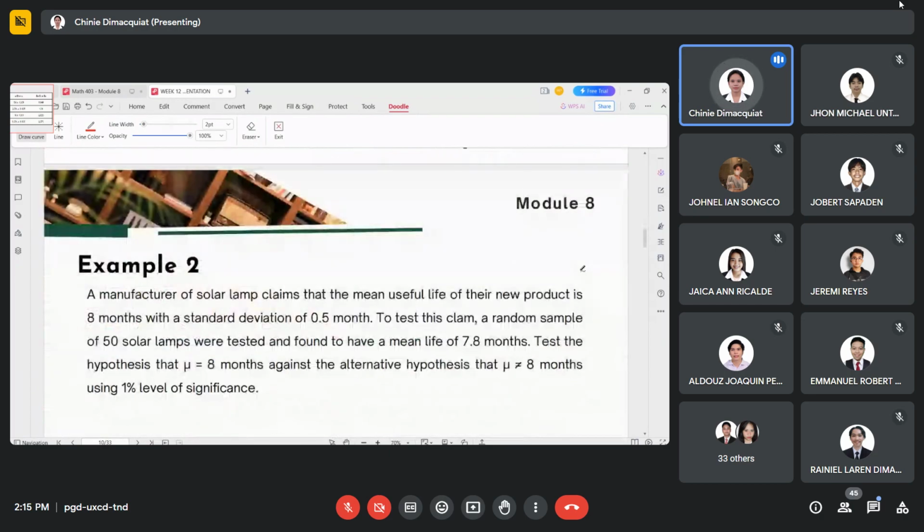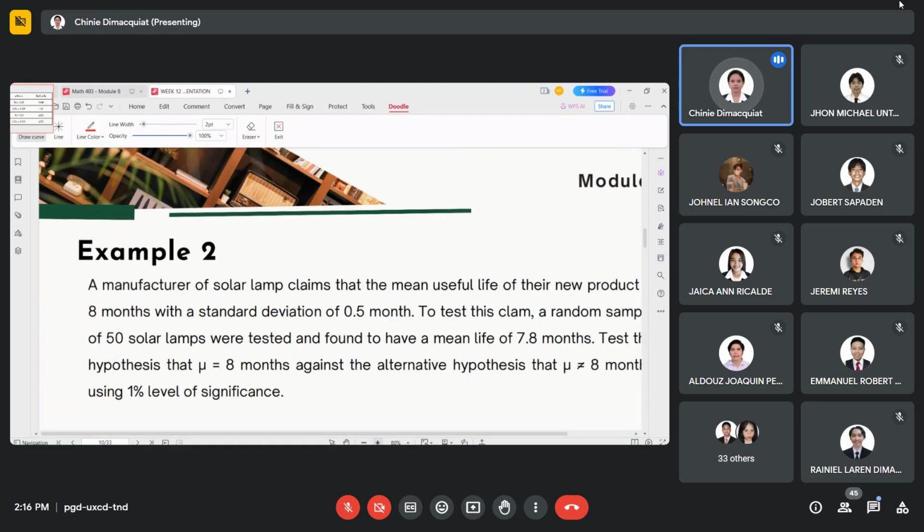A manufacturer of solar lamp claims that the mean useful life of their new product is 8 months with a standard deviation of 0.5 months. To test this claim, a random sample of 50 solar lamps were tested and found to have a mean life of 7.8 months. Test the hypothesis that mean is equal to 8 months against the alternative hypothesis that mean is not equal to 8 months using 1% level of significance.